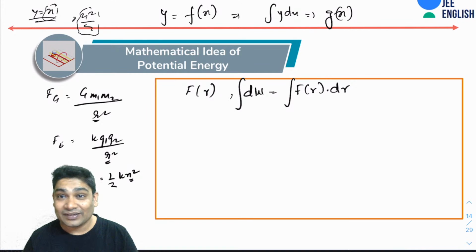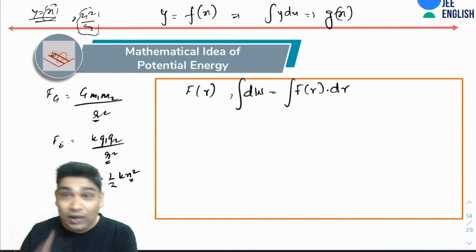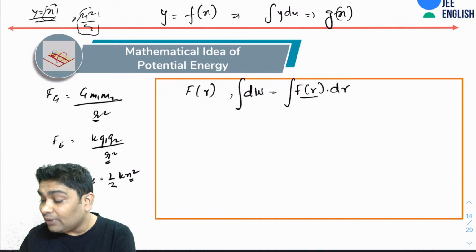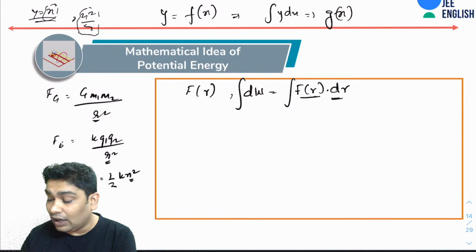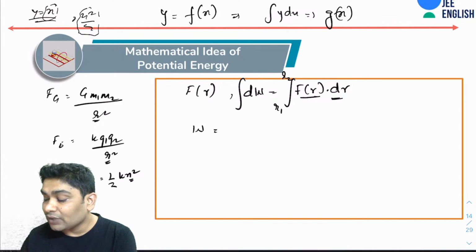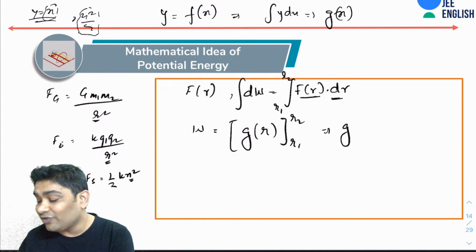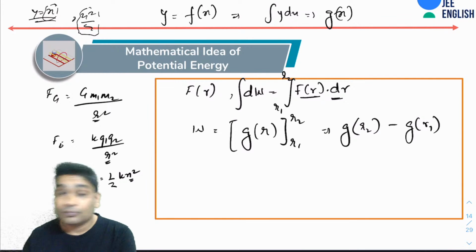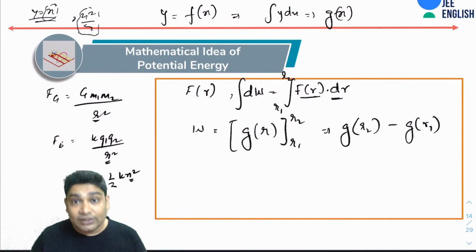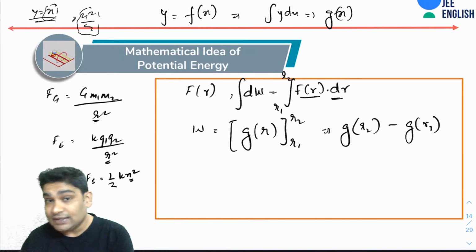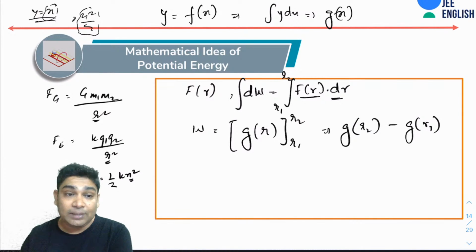So anyhow, as I was saying, you will realize that here I am integrating a function of r with respect to r. If the limits are from r1 to r2, then after integrating f of r from r1 to r2, I will get some g of r, which makes the answer g of r2 minus g of r1. Okay.